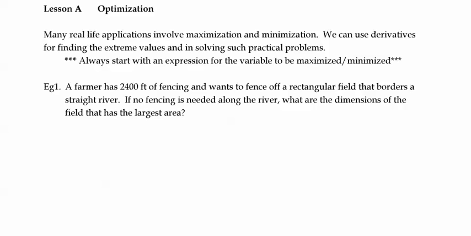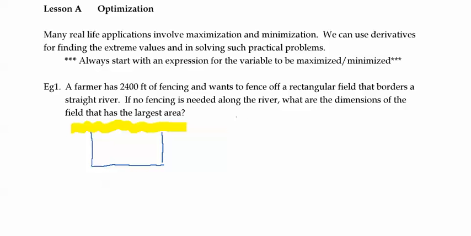So here in example number 1, we have a farmer having 2,400 feet of fencing, and he wants to fence off a rectangular field that borders a straight river. So we've got a straight river on one side, and then on the other 3 sides, you're going to use some fence to create a rectangular area. What are the dimensions of the field that has the largest area?